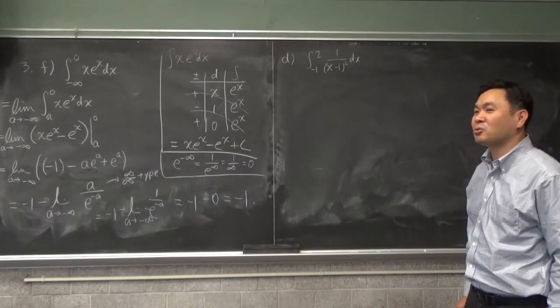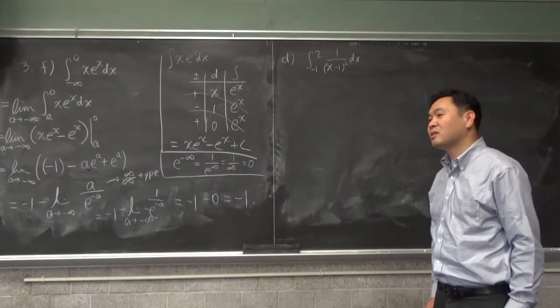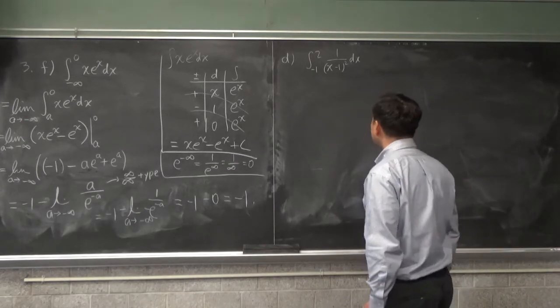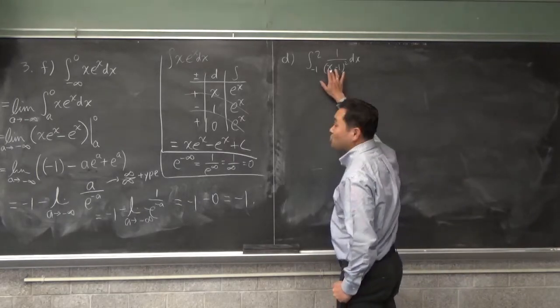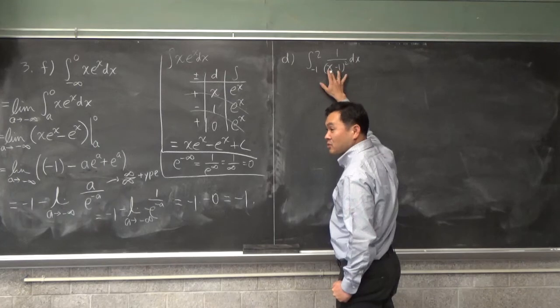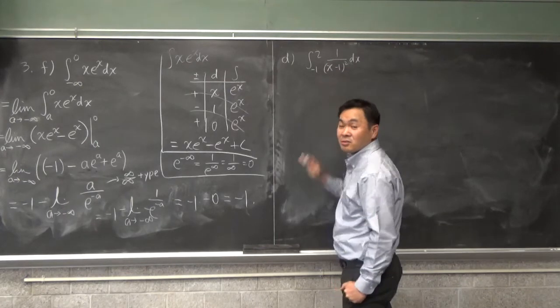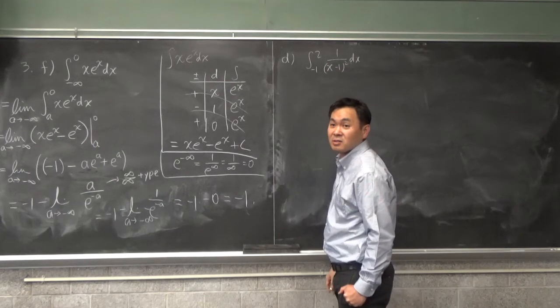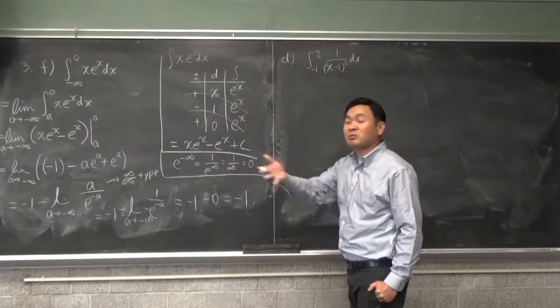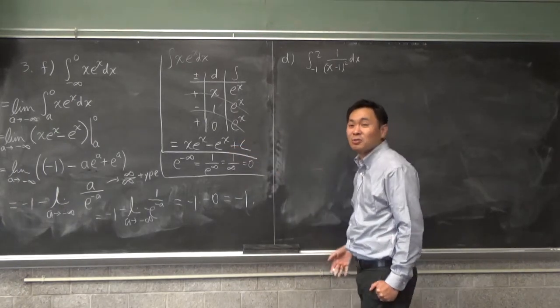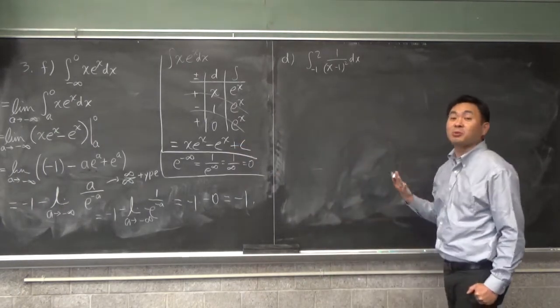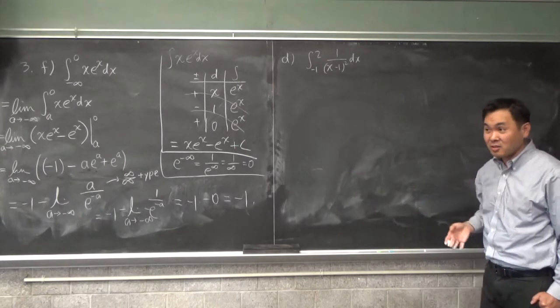You can't have it go through 1. Why? Because it's undefined at 1. If you plug in 1 into this function, you get infinity. Yes? Don't you separate it out? Yeah, that's what he was suggesting, and you have to explain why. Why do you separate it? I forget the reason why.